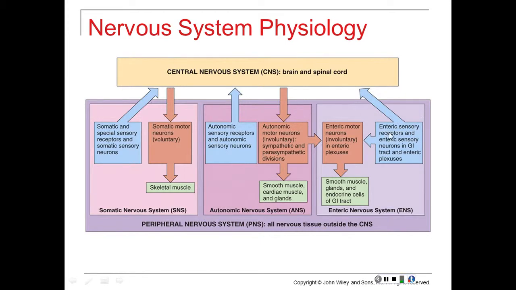Notice the enteric sensory receptors are going into the central nervous system. Autonomic sensory receptors going into the central nervous system. Somatic sensory receptors going into the central nervous system. If we were to break this down further, let's take a look at the somatic nervous system here. You have somatic and special sensory receptors. This would be like sense of touch, sense of temperature, etc. Coming into our central nervous system and saying, hey, it's hot in here, or hey, we have an itch, or something like that.